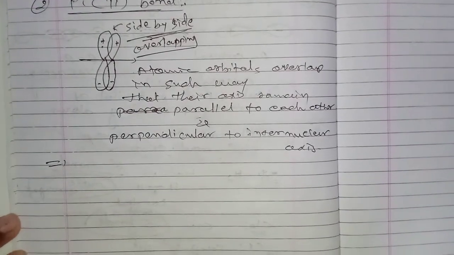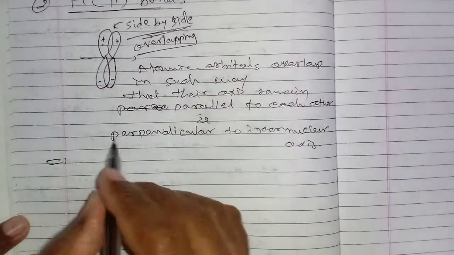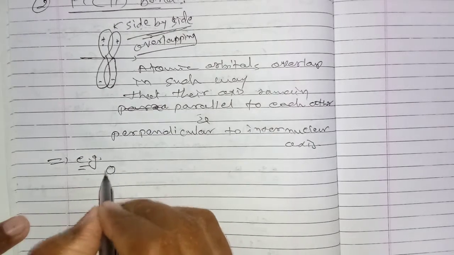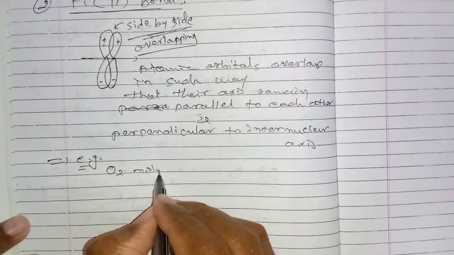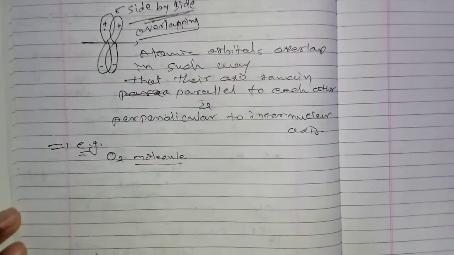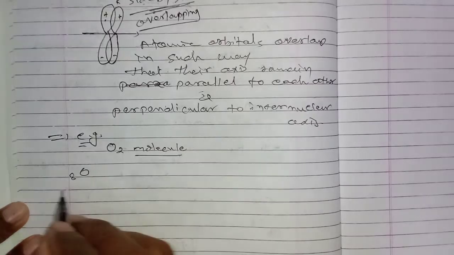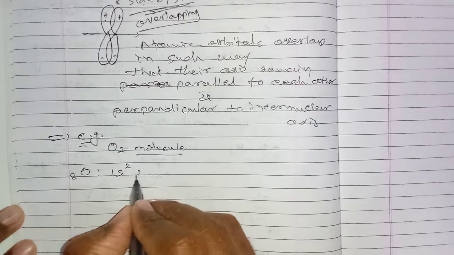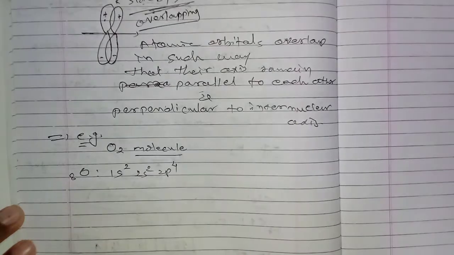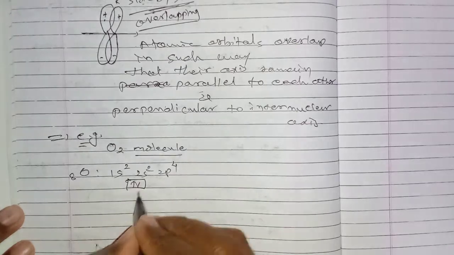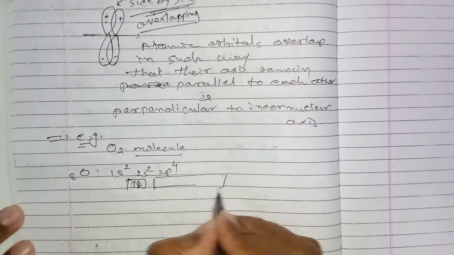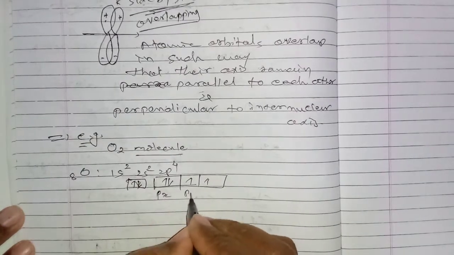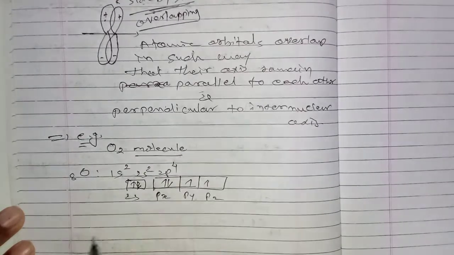Here, for example, in the oxygen molecule, its atomic number is 8. Its electronic configuration is 1s2, 2s2 and 2p4. In the 2s orbital there are two electrons. In 2p4, 1, 2, 3 and 4, these are the px, py and pz orbitals. This is the 2s orbital.